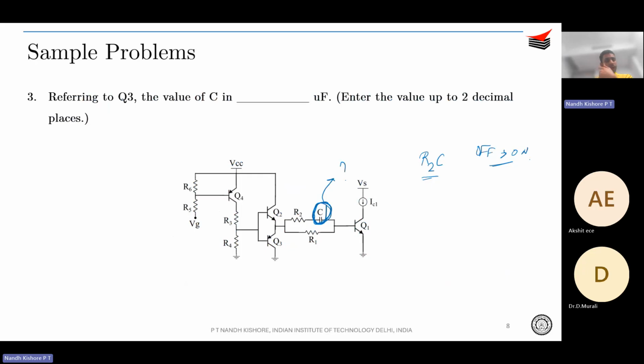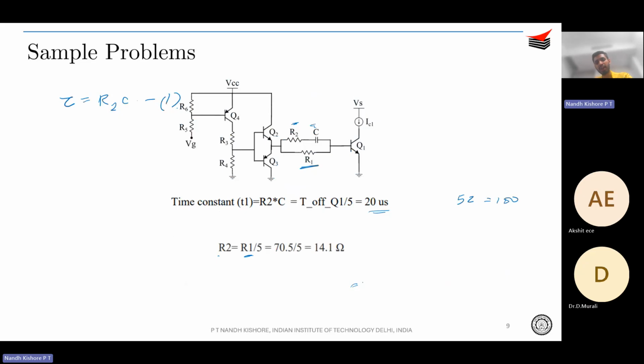Secondly, they have also given the turn off time, which is 100 microseconds, or 5 tau is 100 microseconds. So based on that, you also know that R2 is equal to R1 over 5, which is also given in the problem. So you compute what is C. Simple, right? So this is one kind of a problem.